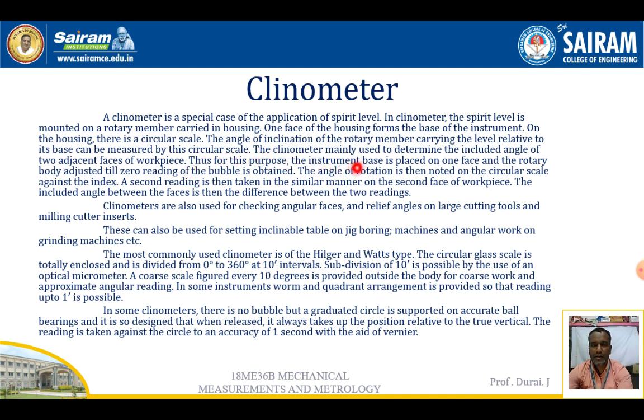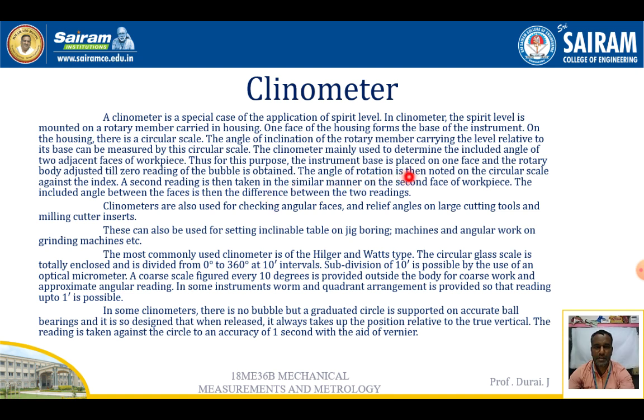The clinometer is mainly used to determine the included angle of two adjacent faces of the workpiece. Usually with the help of a linear bevel protractor and other measuring instruments, we can find only one side angle. But with the help of the clinometer, we can find the angle of two adjacent faces, two adjacent angles. And this is the purpose.